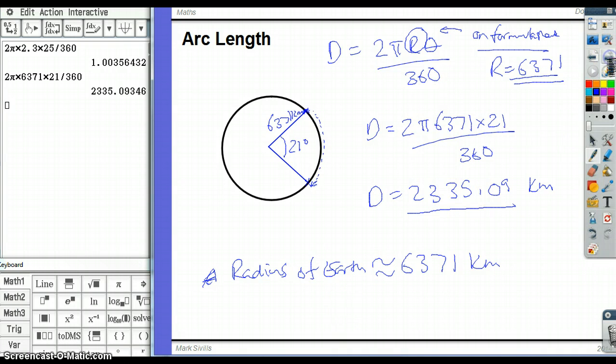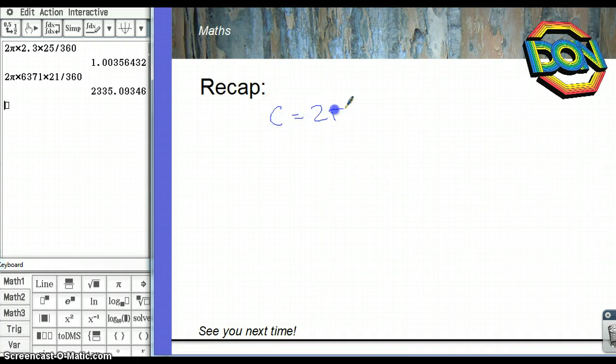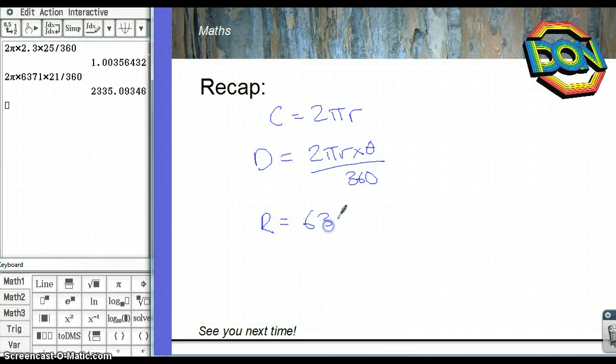Okay, quick recap then. Circumference of a circle is 2 pi r. The distance formula for the arc length of a circle is 2 pi r times theta over 360. On your formula sheet it uses a capital R, big R, and that refers to 6,371 kilometers, which is the approximate radius of the Earth. Okay, that's it.